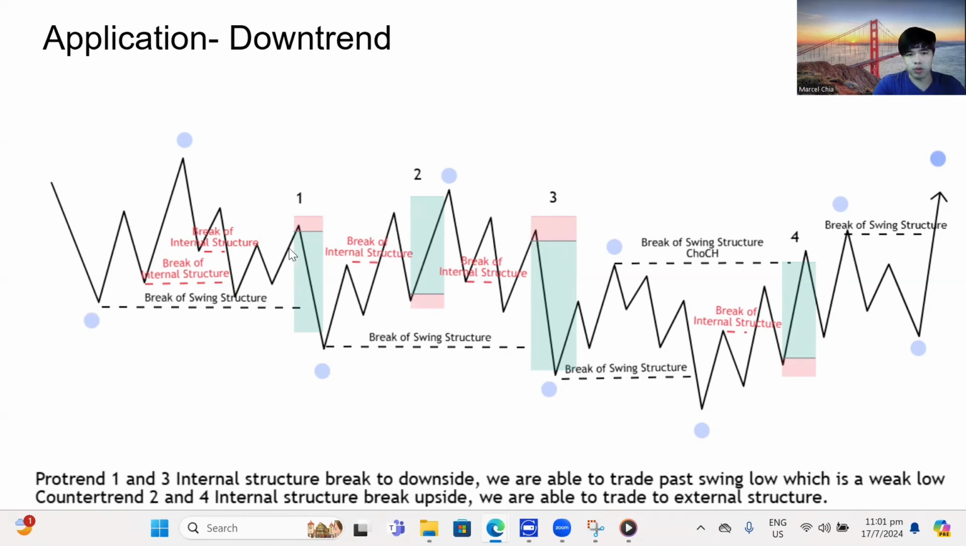At the very least, it sweeps this internal range liquidity and hits discount level as well, which is the swing level, right? And at the same time here is the same thing where there's a break in the internal structure to the upside. We can potentially go longs to clear this internal range liquidity as well.